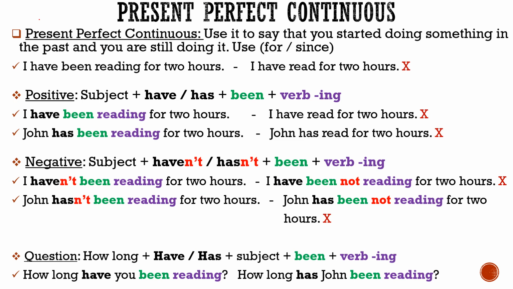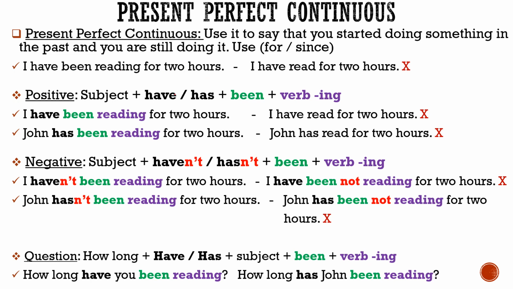Okay. Or for example, I have been reading for 2 hours. 2 hours ago, I started reading and I'm still reading it. I did not stop. Okay. So I talk about the past and now together in present perfect continuous. I started to do something in the past and I'm still doing it. For example, I have been explaining this for 5 minutes. 5 minutes ago, I started explaining this grammar and I'm still explaining it. You see, that's it. Okay, you say I have been reading for 2 hours, not I have read for 2 hours.